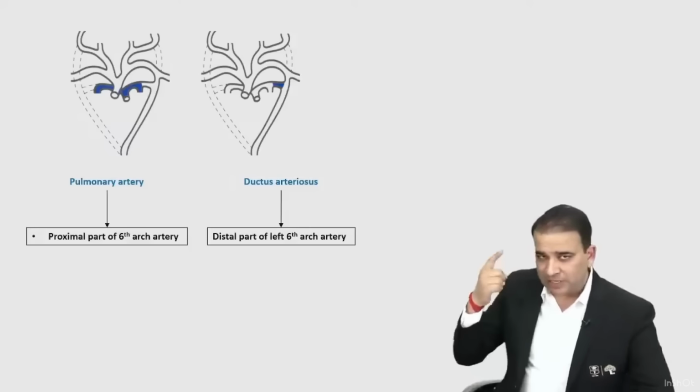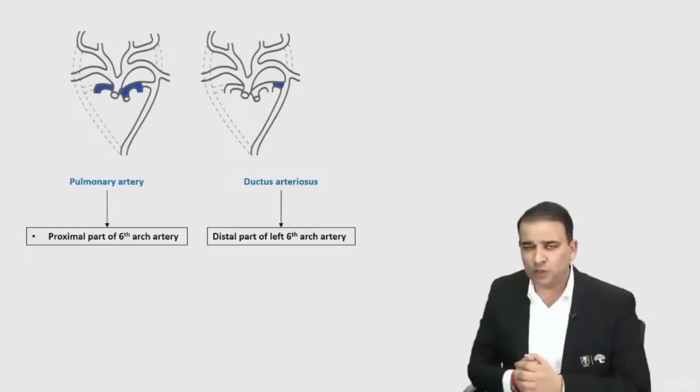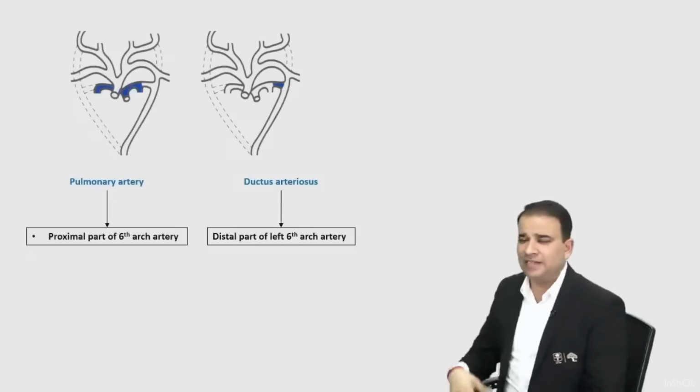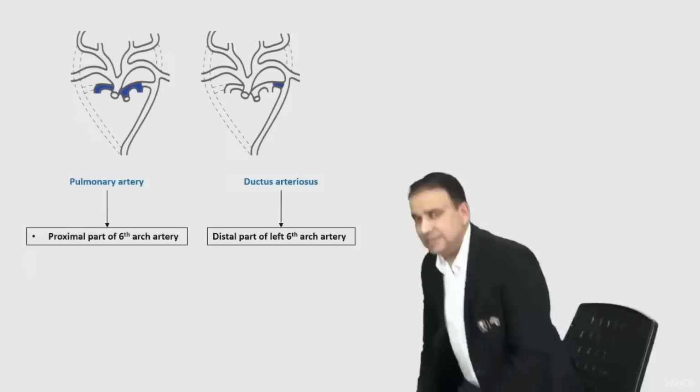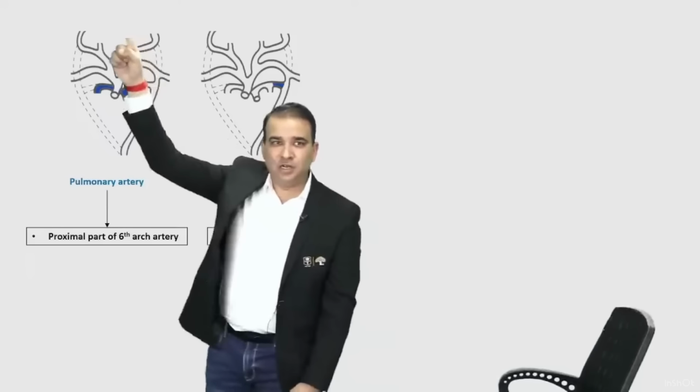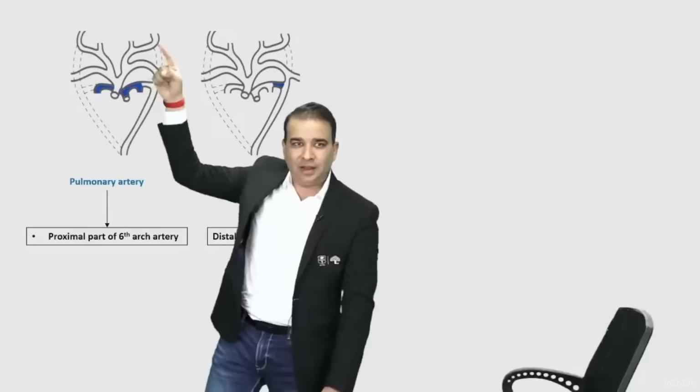Now see, this also tells me about the recurrent laryngeal nerve, guys. That was also one of the questions asked about the recurrent laryngeal nerve. The right side is shorter, the left side is longer. The reason is, if you look at the recurrent laryngeal nerve on this side, initially it was going below the distal part of the sixth arch artery, and the left recurrent laryngeal nerve is also going below the distal part of the sixth arch artery.